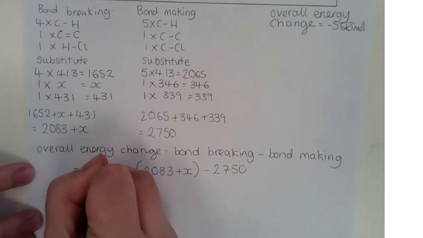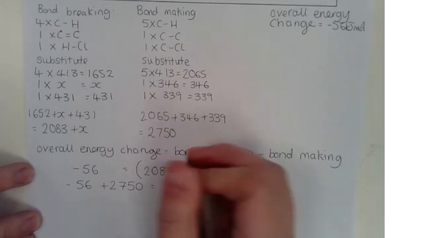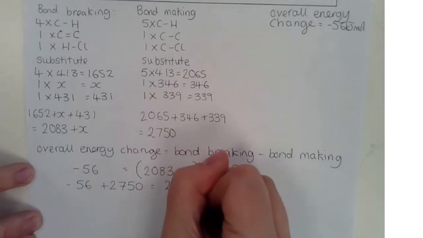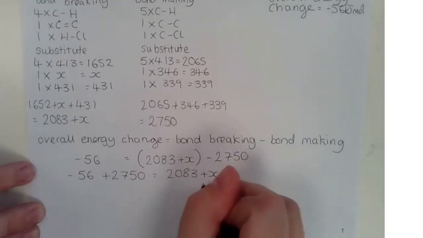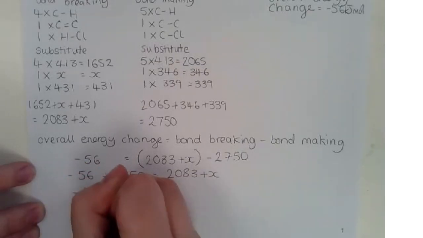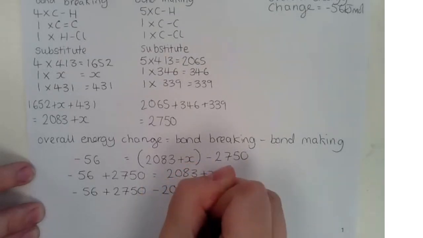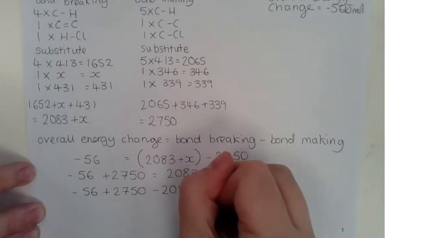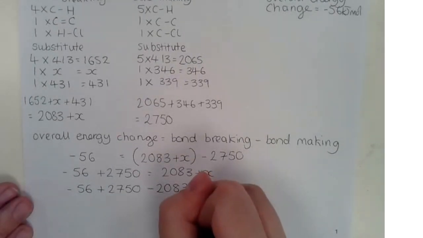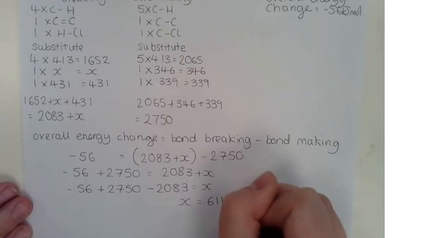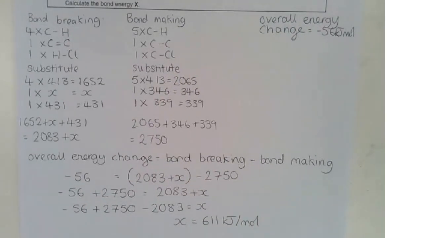So the first thing I'm going to do now is add 2,750 to both sides in order to isolate my bracket. I now need to have X on its own, so I'm going to rearrange to find X. So minus 56 plus 2,750, take away 2,083, which equals X. I put that into my calculator. That gives me a value of X being 611 kilojoules per mole. That is the working out I need to be showing for this question.